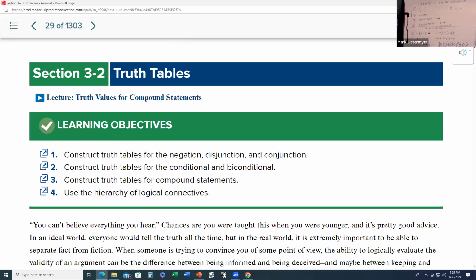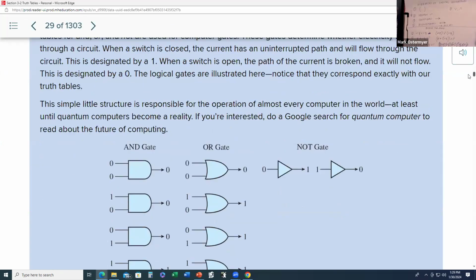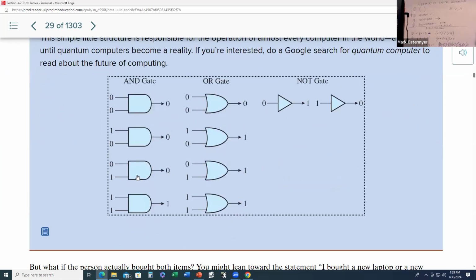3.2, truth tables. And again, you're always welcome to look over the sections here. You see these, ladies and gentlemen? These are the gates that are used on computer circuit boards. AND gates. An AND gate basically is an intersection. So in order for the output to be true, both inputs have to be true. Do you agree? In other words, in order to have this component output a high voltage state, both input voltage states have to be high. If at least one of them is in the low voltage state, then the output of an AND gate will be a low voltage state.